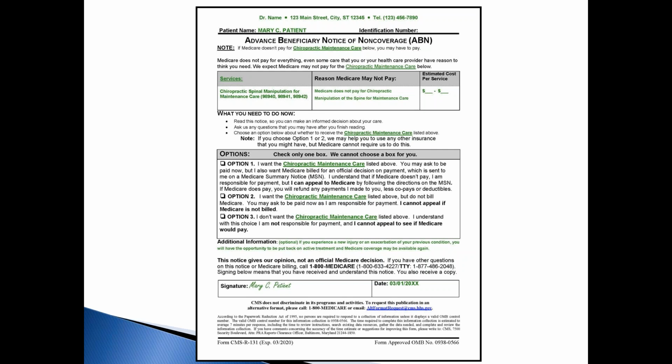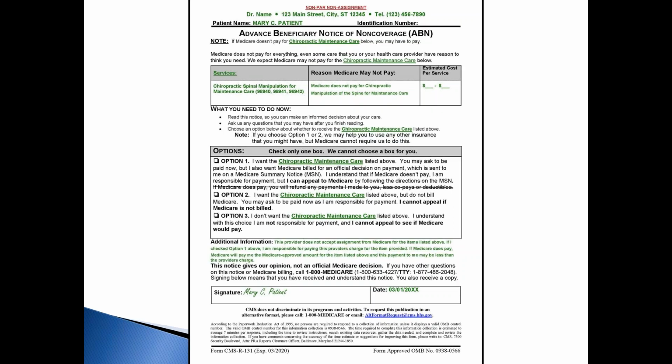If they check option two, that's nice. You don't have to bill Medicare. Now you have a true cash patient. Isn't that what we all want, right? We want cash patients. We want patients to come in, lie down on the table, get a great chiropractic visit. You want the patient to get up, pay you cash, and leave, right? That's the ideal situation. You could have that with Medicare patients.